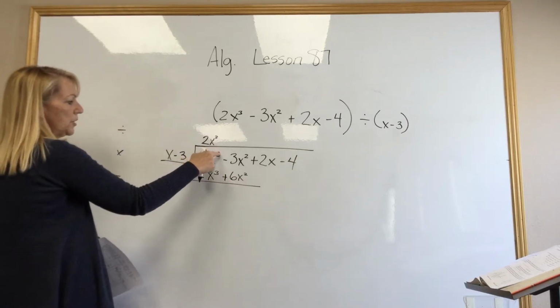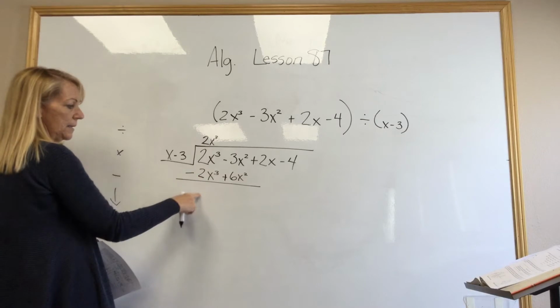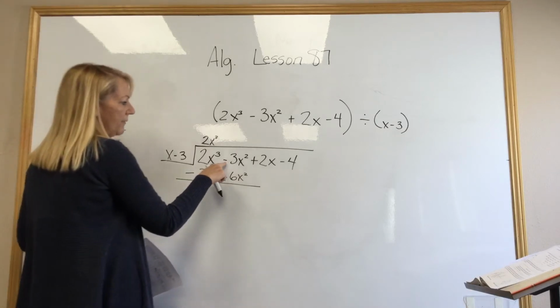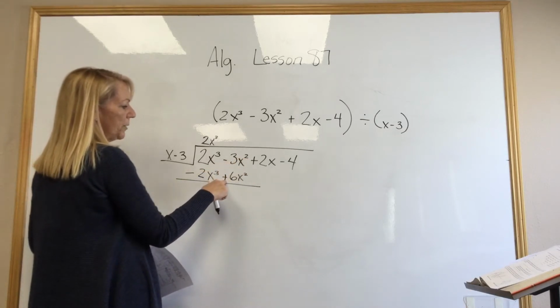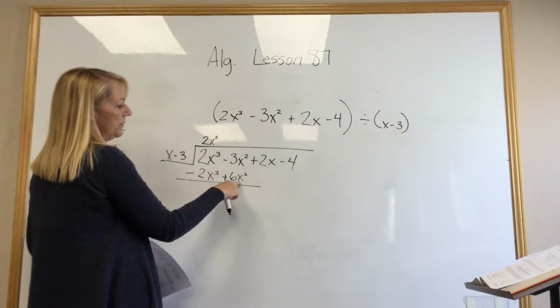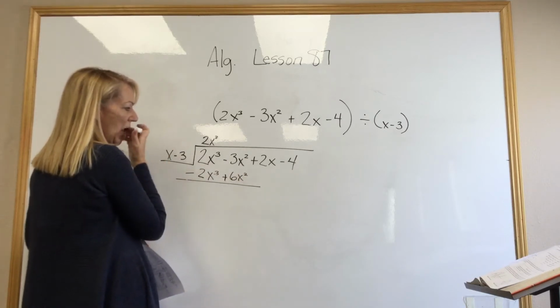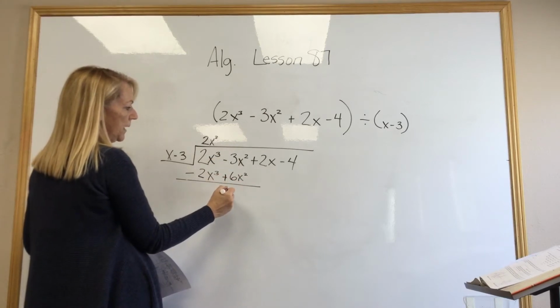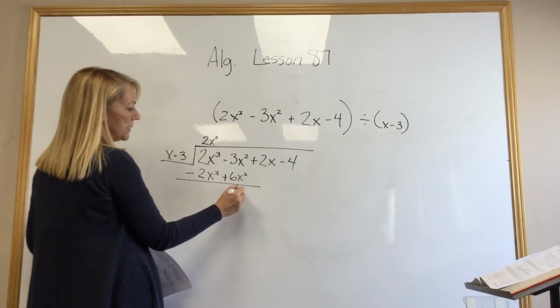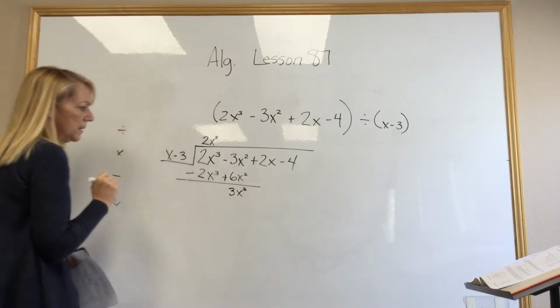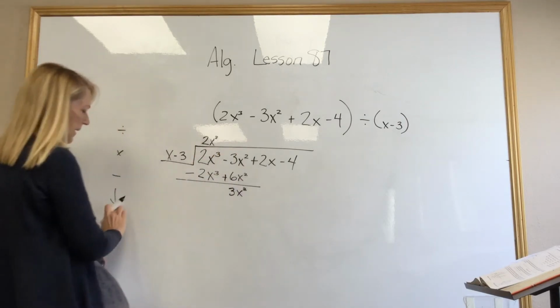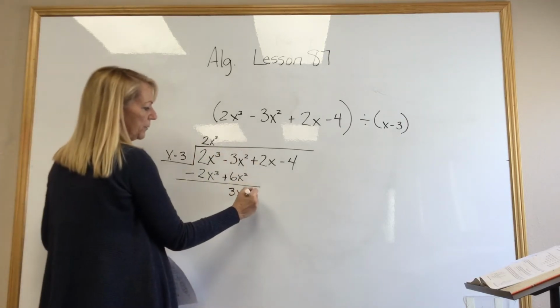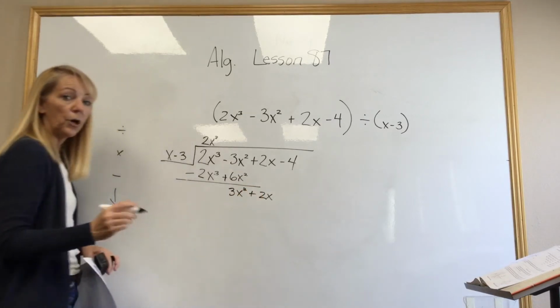So 2x to the third minus 2x to the third is nothing, so we have our 0. Then I have negative 3x squared minus positive 6x squared. So you're finding the difference. I want to find the difference in these two, which would be 3x squared. Okay? Now I bring down. That's the next step. So I'm going to bring down plus 2x, and I start all over again.